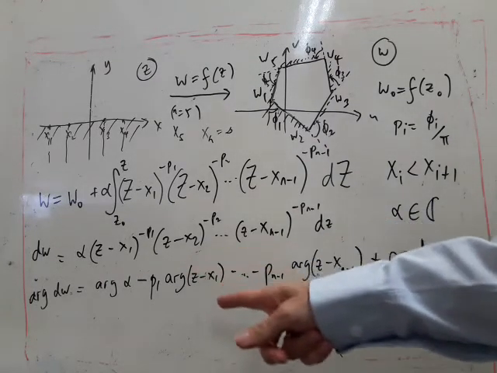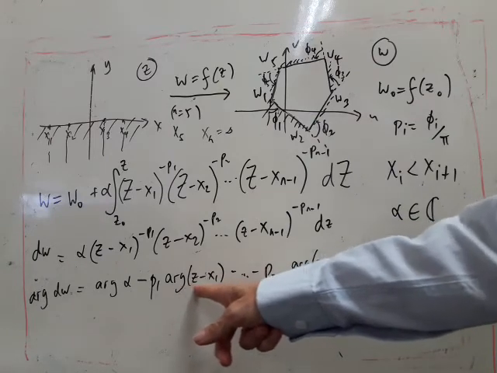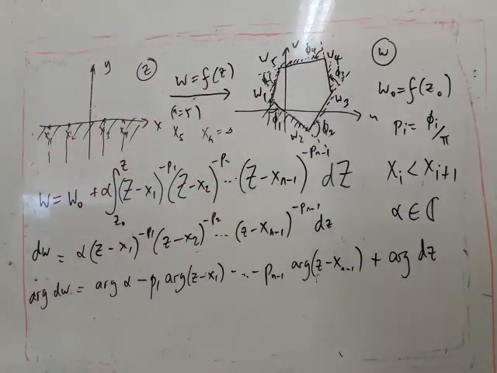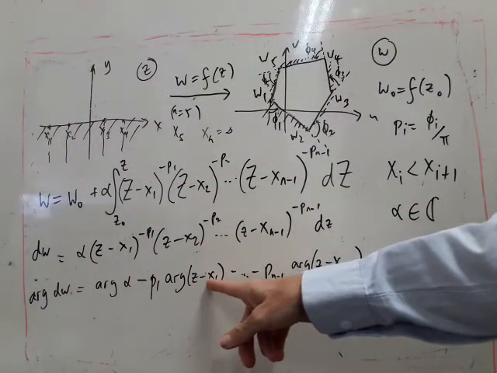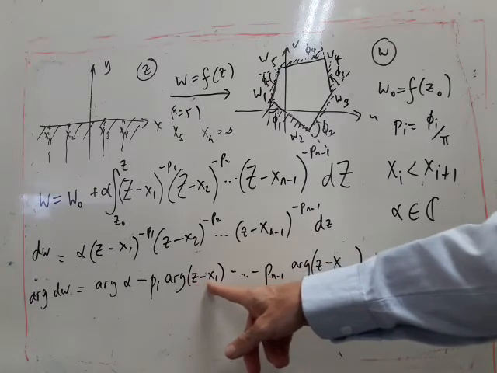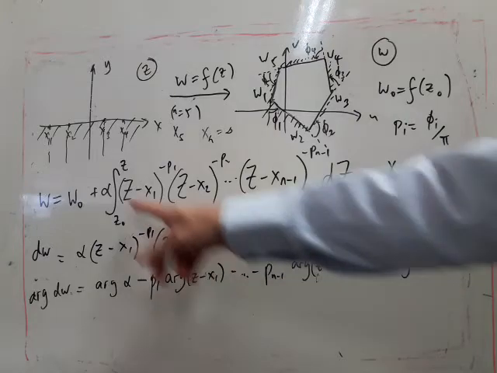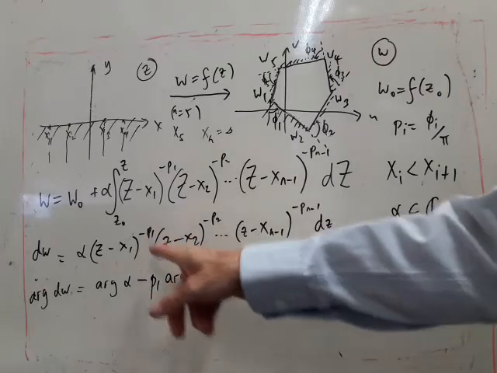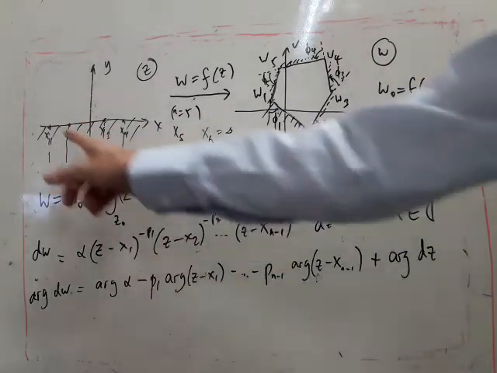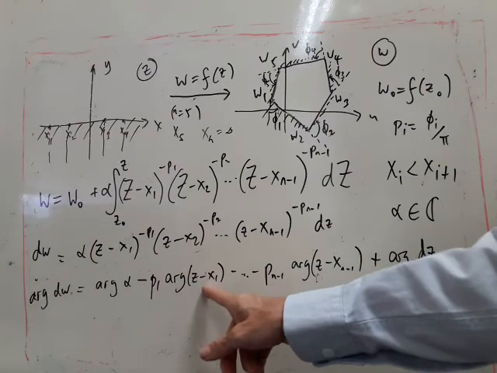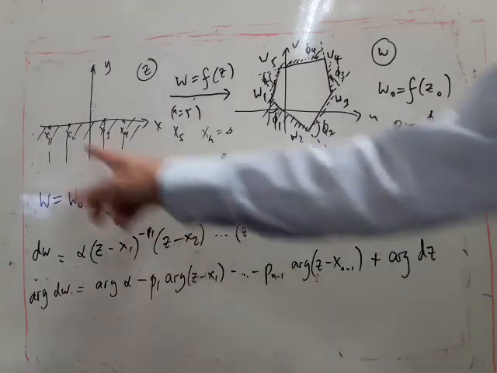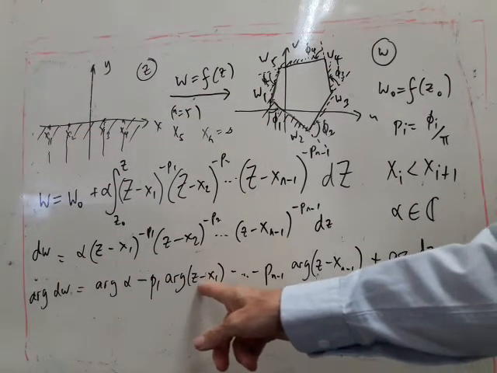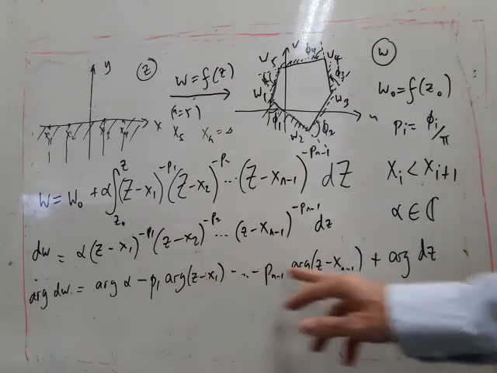So this looks somewhat complicated, but actually this is remarkably simple if z is on the real axis. If z is on the real axis, arg of z minus xi can be one of two things. If z is to the right of x1, for example, then z minus x1 is positive and arg of this is 0. But if z is to the left of x1 on the real axis, then this is a negative number and the argument is pi. So all of these are either pi or 0.